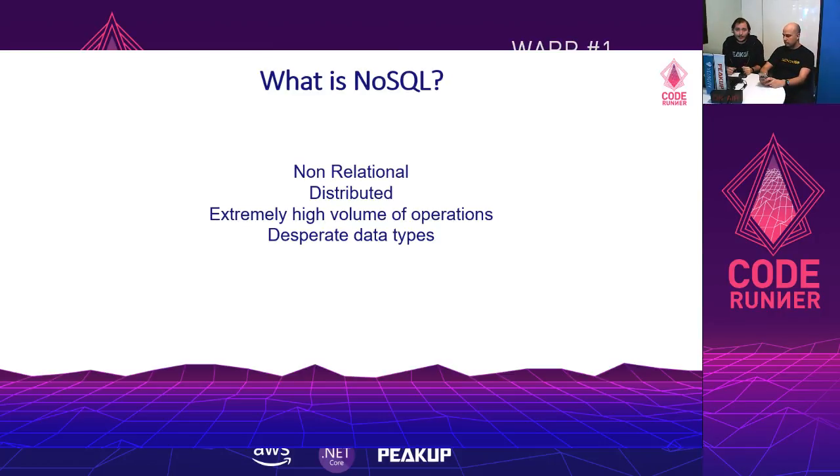Actually, NoSQL has no data type in it. It's non-structural. That's why it's called NoSQL. And because of that, it provides us with a high volume of operations, because there are actually no ACID operations. Some of them actually support them, but not all of them.